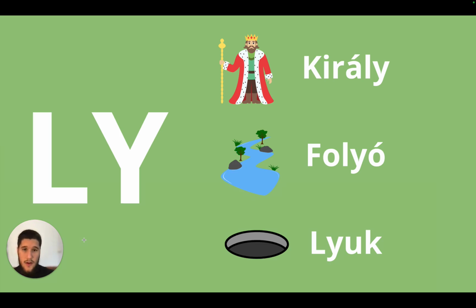This one is the other Y I was talking about. It's the exact same thing. But again, when you see this in a word and you see that it has the letter Y at the end of it, you will know that you have to pronounce it with the other letter. So they make up one letter together, okay? Király. Folyó. Lyuk. So as you can hear, exact same sound.